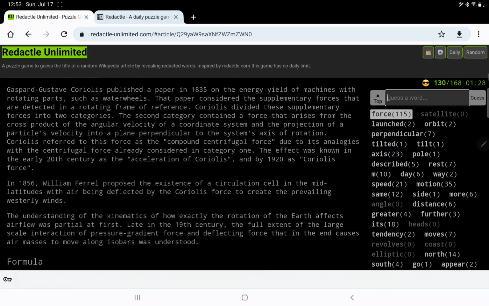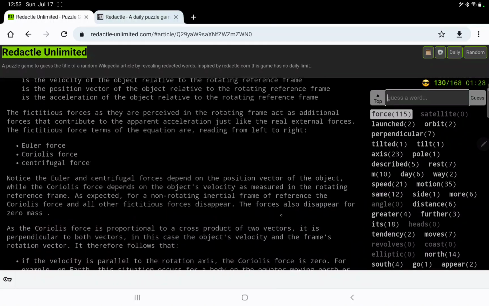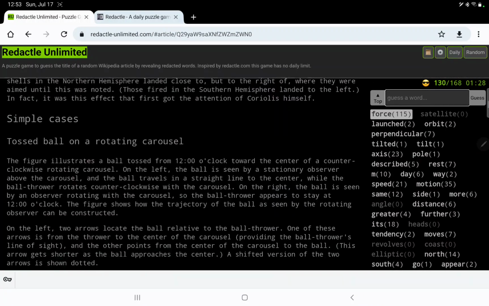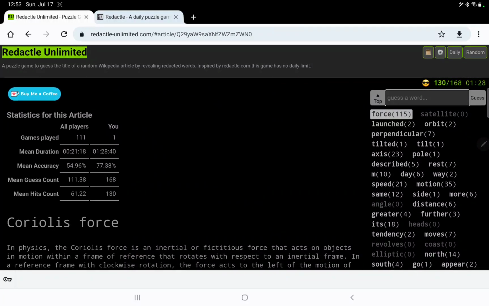There's the history. Nothing to do with Einstein, of course. A formula. The Euler force, Coriolis, centrifugal force. Blah, blah, blah, blah. Simple cases, etc. Well, apparently there have been 111 players on Redactle Unlimited. The mean guess count is 111. I was a lot slower, 168. I probably had enough information early on once I had Coriolis, but anyway, got there in the end.